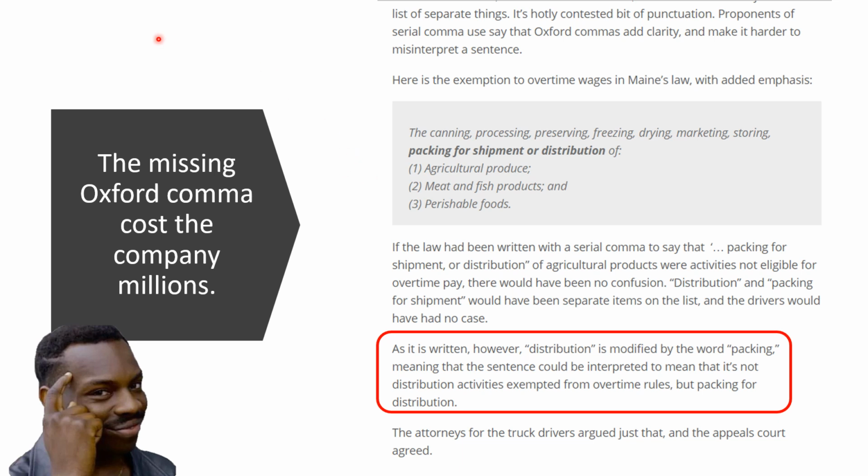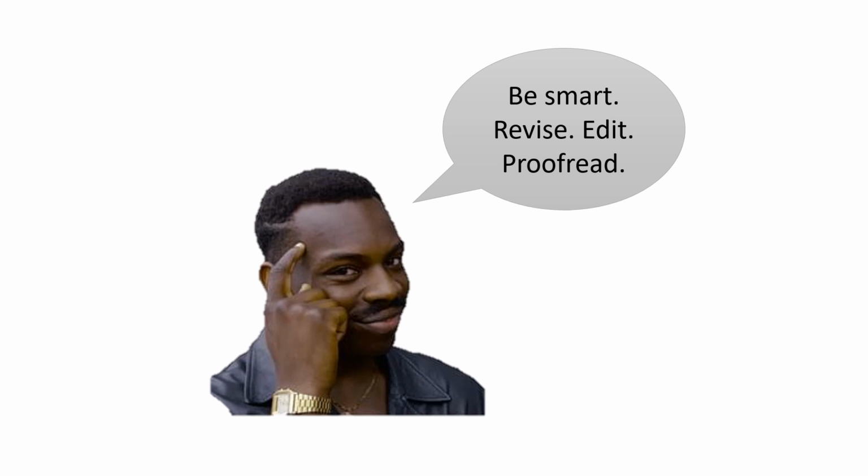Alright? And who knows? You might get sued. You might lose money because of your document which is not revised. So, bottom line is you need to be smart. When you revise, you edit. When you proofread, you are being wise. You're being careful. And that is a smart move.